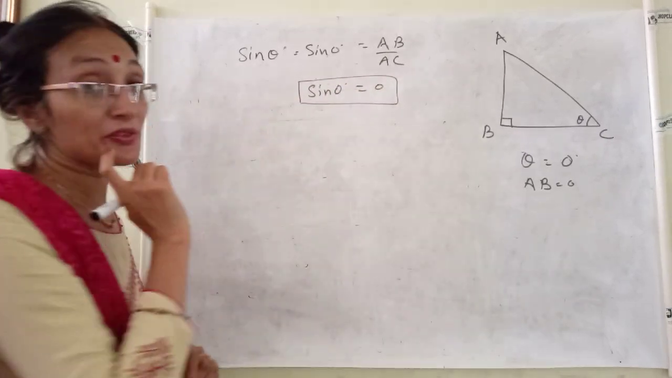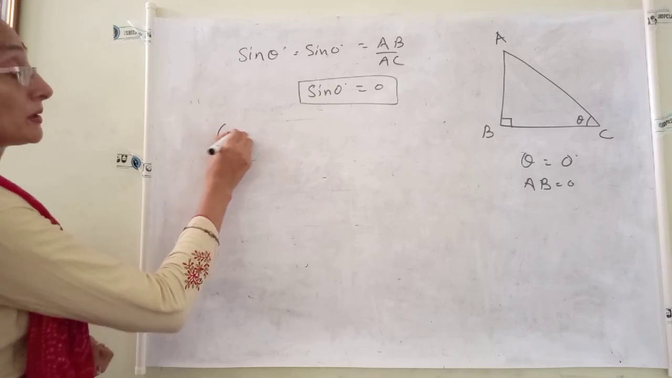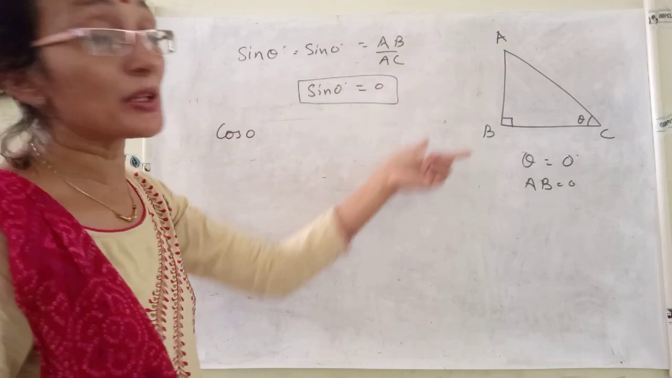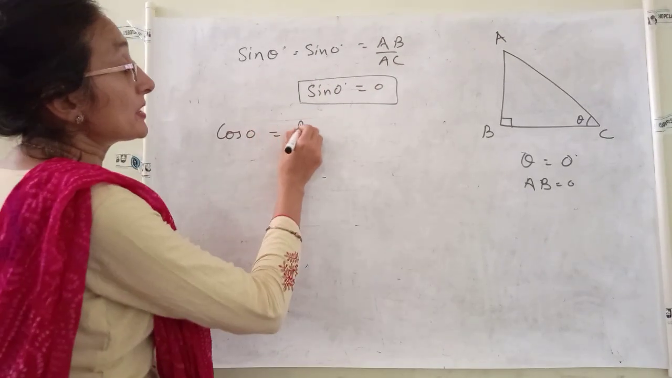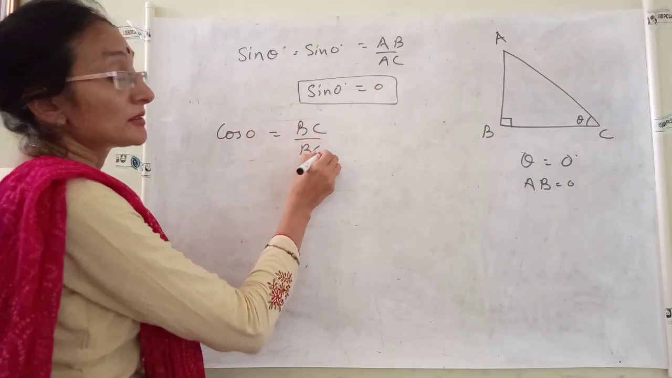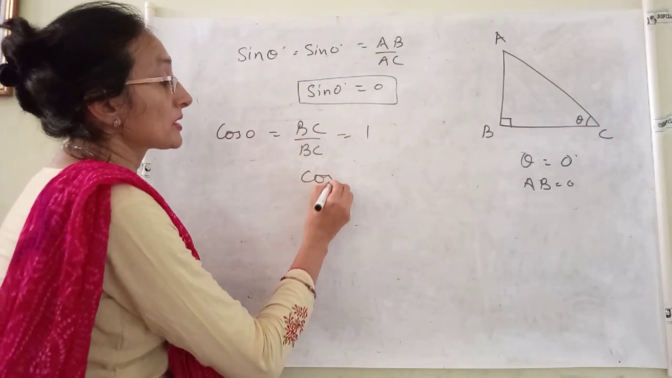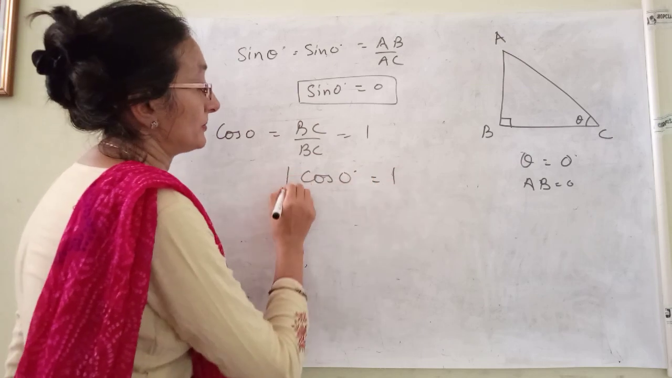Right? In the same way we can find cos 0. Cos 0 means base upon hypotenuse. So A and B will be same, that means BC upon BC. Both are equal. So its value is 1. That means cos 0 degree is 1.